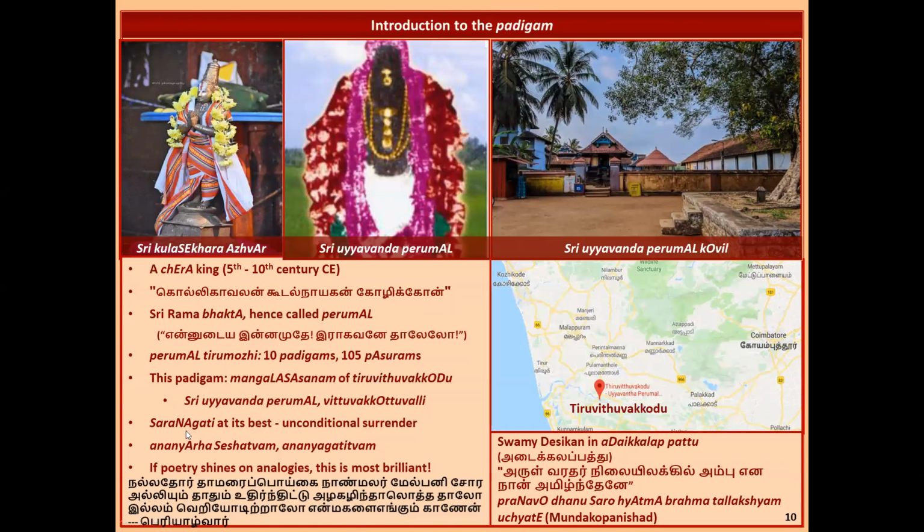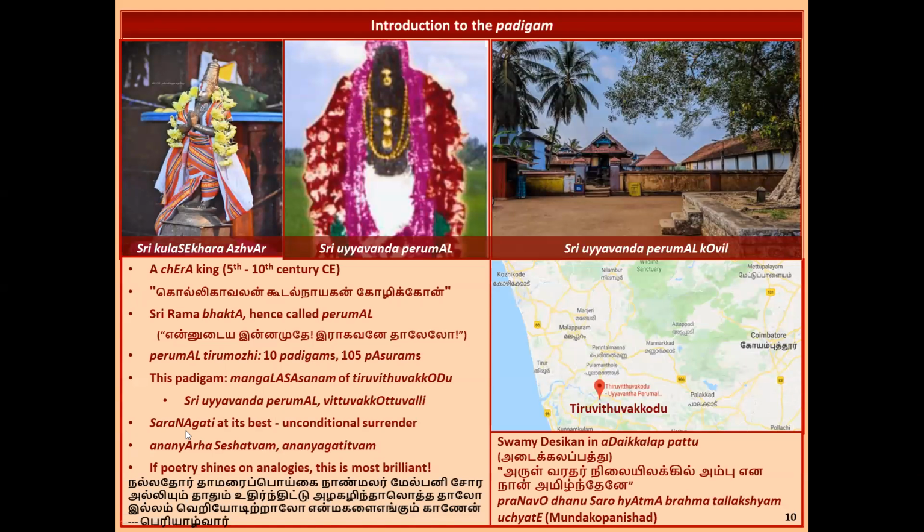This Padigam captures Sharanagati at its very best. Sharanagati is unconditional surrender to Emperuman. In Sri Vaishnavism, Sharanagati is considered the principal upayam, or the means to reach Emperuman. After all, all of us have a certain destination or objective or goal. That goal is also referred to as upayam. So upayam simply means goal or destination or objective. Our upayam is to get to Emperuman in Paramapadam or Sri Vaikuntham. So Emperuman is our destination, he is our upayam.